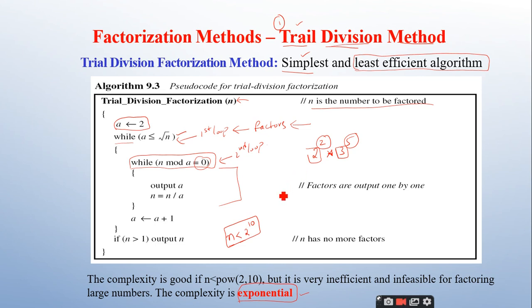The trial division factorization method is efficient unless you take a number that is more than 2 power 10, but then it becomes very inefficient. The complexity is exponential, right? So can anybody tell me, do you have any idea on the time complexities? What is the least time complexity we have?